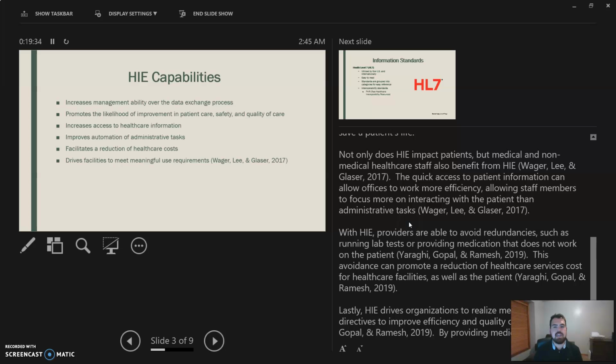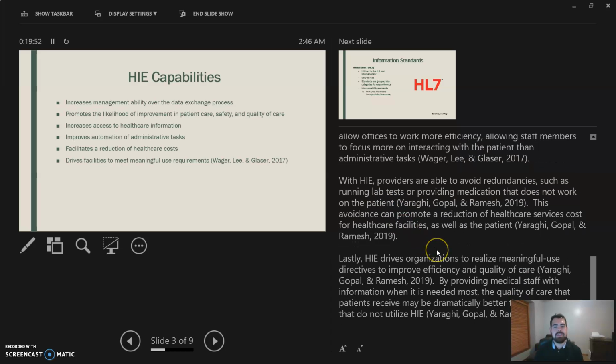Not only does HIE impact patients, but medical and non-medical healthcare staff also benefit from HIE. The quick access to patient information can allow offices to work more efficiently, allowing staff members to focus more on interacting with the patients rather than their administrative tasks.